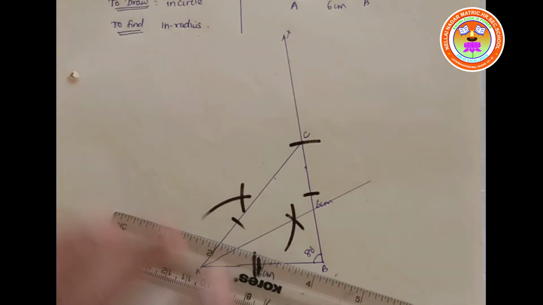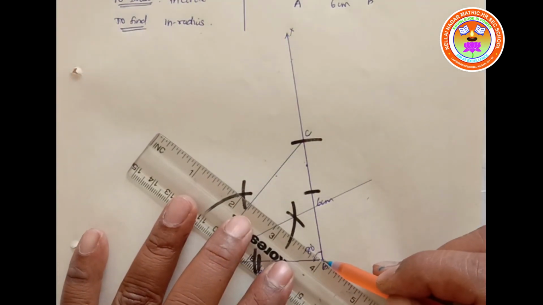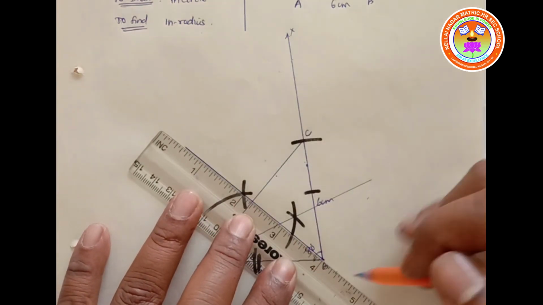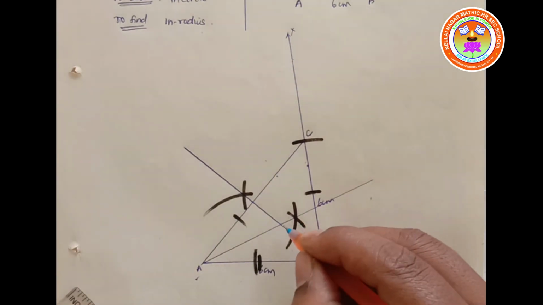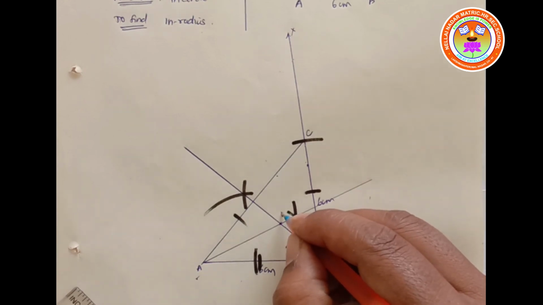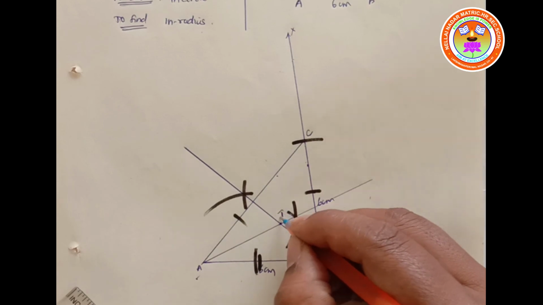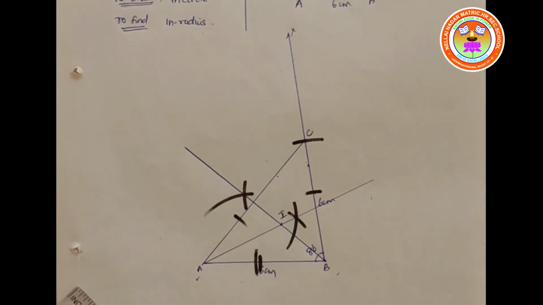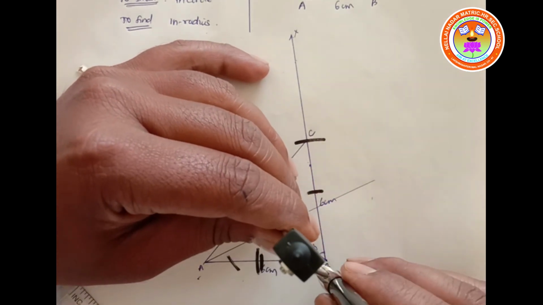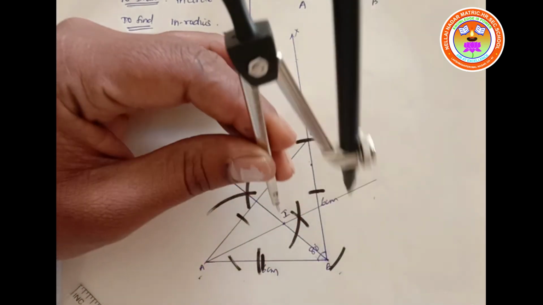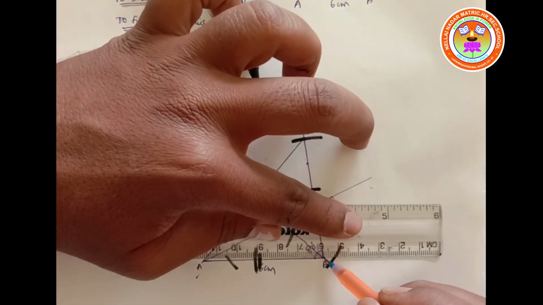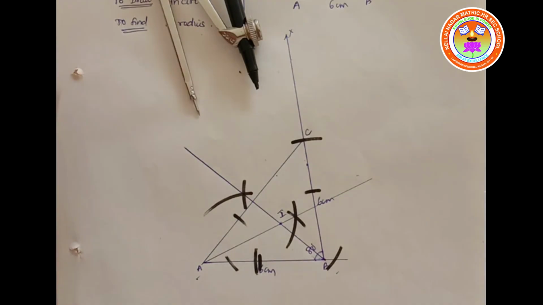Now with the help of the scale, draw the angle bisector of B. Okay. Both the angle bisectors intersect at the point I. Now with I as center, you are going to draw a straight line. You can extend the line here. You want to get a straight line, right? Clear, children?